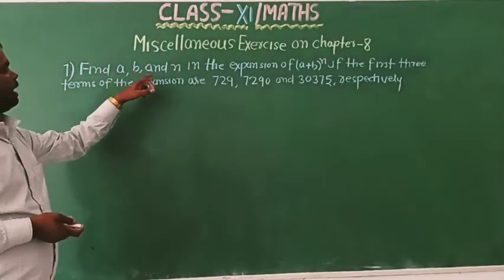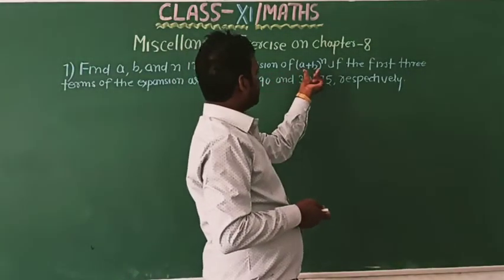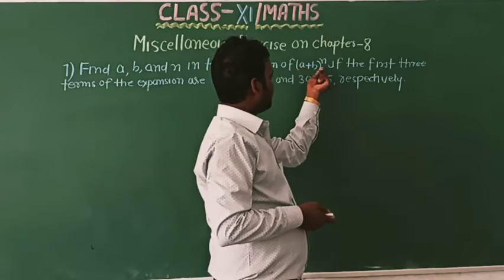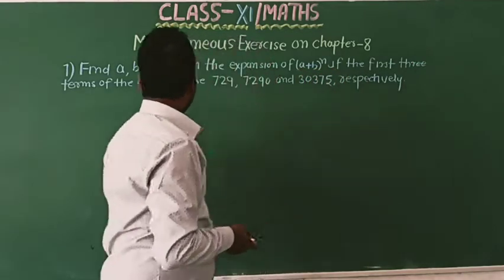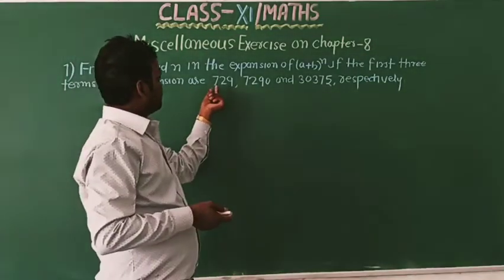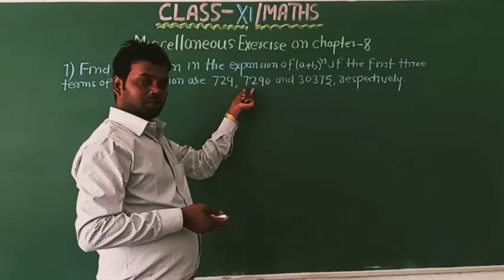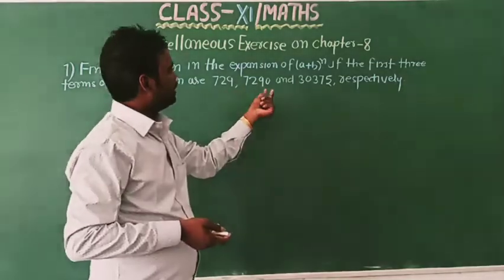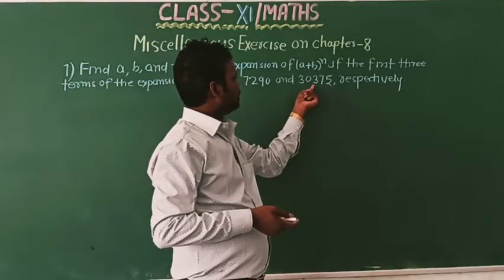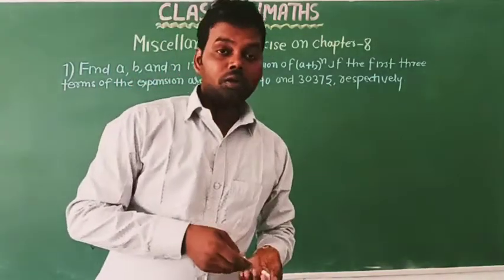Find a, b and n in the expansion of (a + b) to the power n, if the first three terms of the expansion are 729, 7290 and 30,375 respectively.